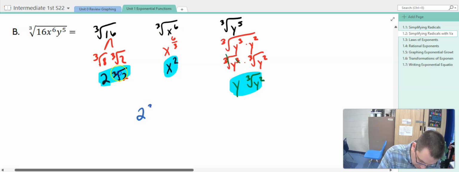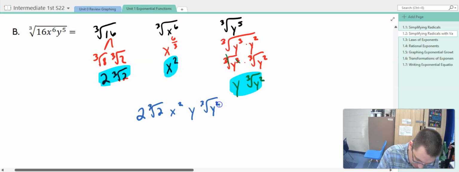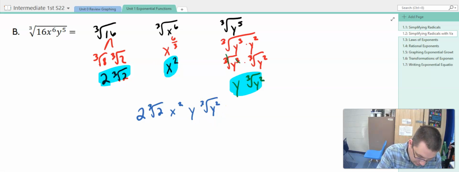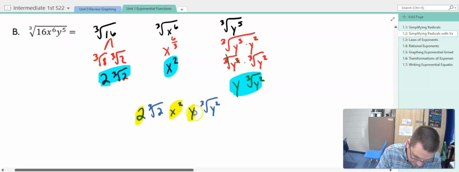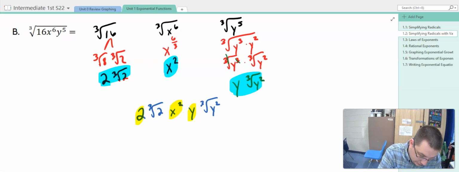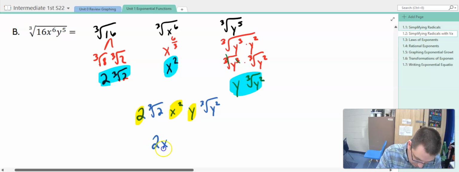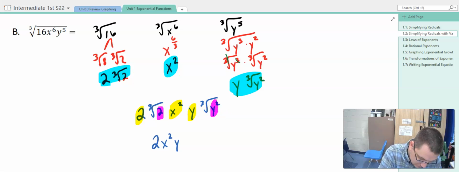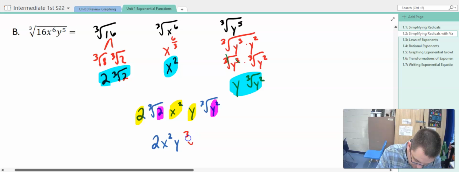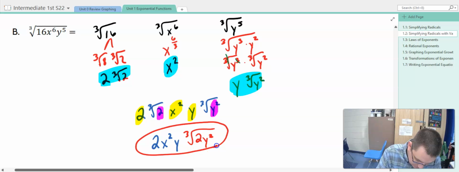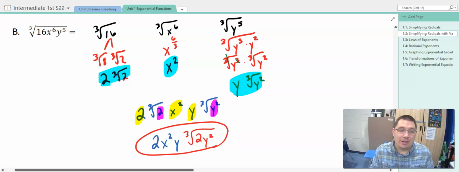So 2 cube root of 2 x squared y cube root of y squared. And so the parts that are outside, we've got a 2, an x squared, and a y. We're going to write all three of those to the front. So 2 x squared y. And then the parts that are under radicals, cube root of 2y squared. This would be the completely simplified answer.